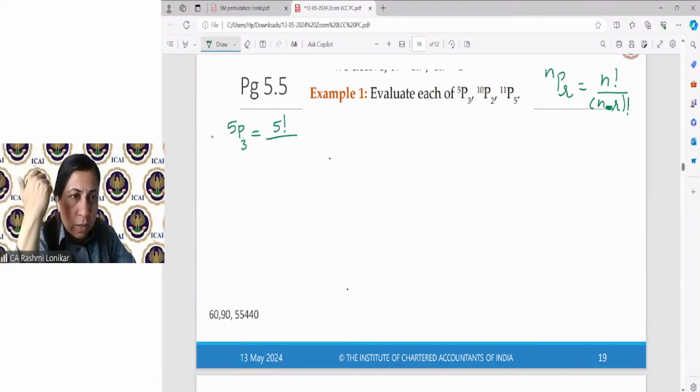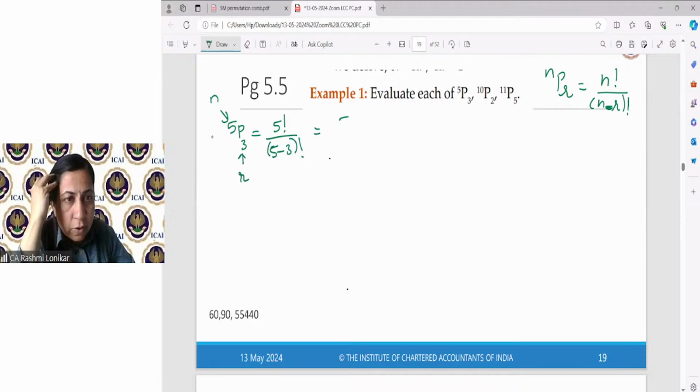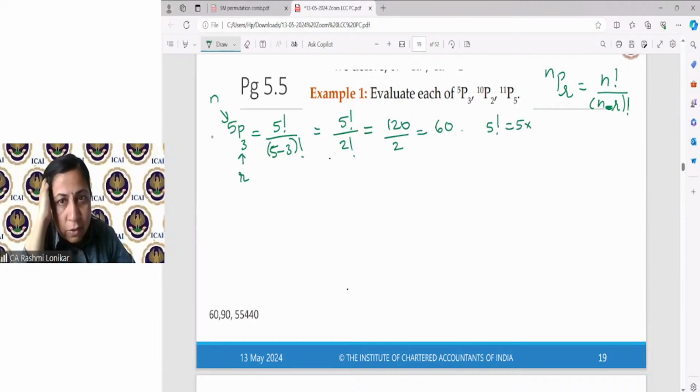5 factorial. What is my 5? This is my n. What is 3? This is my r. Okay. 5 factorial upon 5 minus 3 factorial. Solving denominator first, 5 minus 3 is 2 factorial. How much is 5 factorial? 120. How much is 2 factorial? 2. Answer is 60.